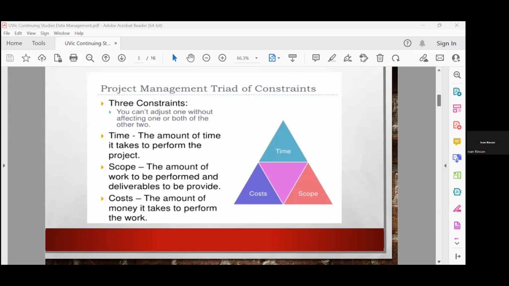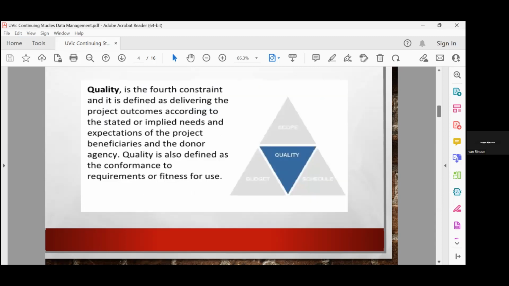Okay, so those three constraints are key for understanding what you have to do when you manage a project, or when you're called to manage even a component of the project, right? Now, if you look at this triangle, there's something interesting here, and that is the fact that there's something in the middle that doesn't have a name. And the problem is that there is a name for that. And it is typically called the fourth dimension or the fourth constraint of a project, and it is called quality. And I'm going to explain why.